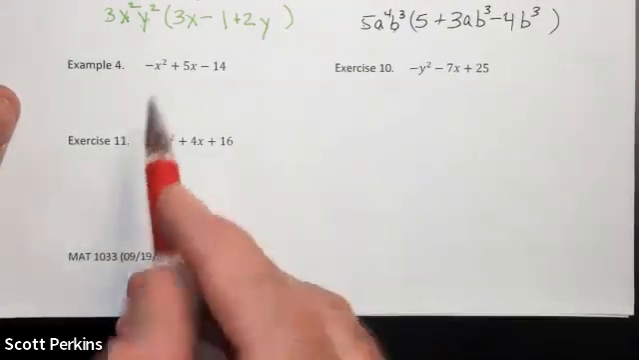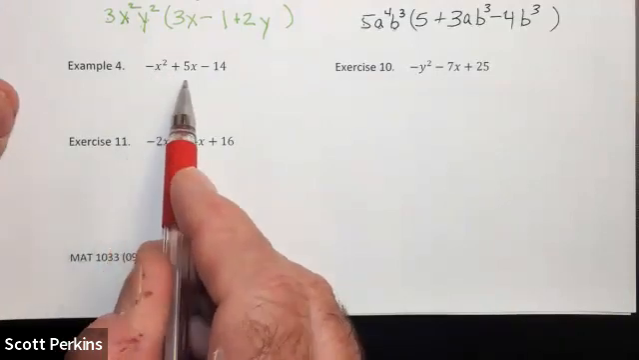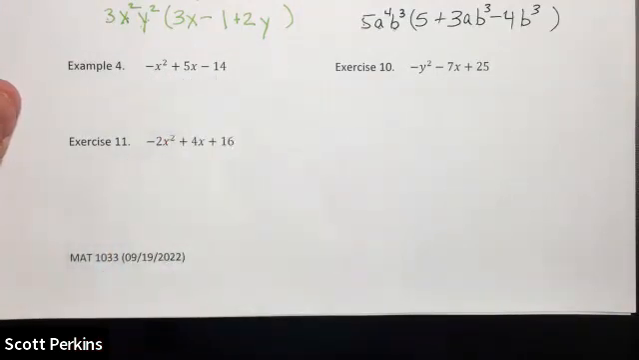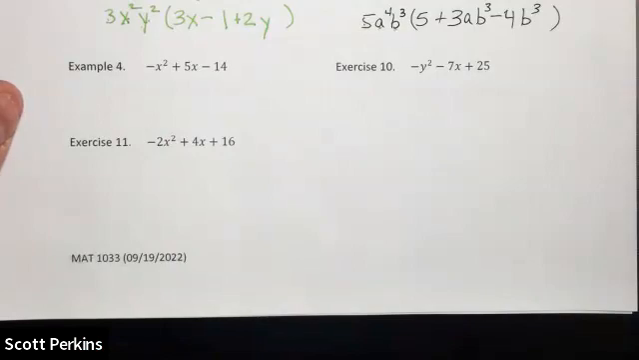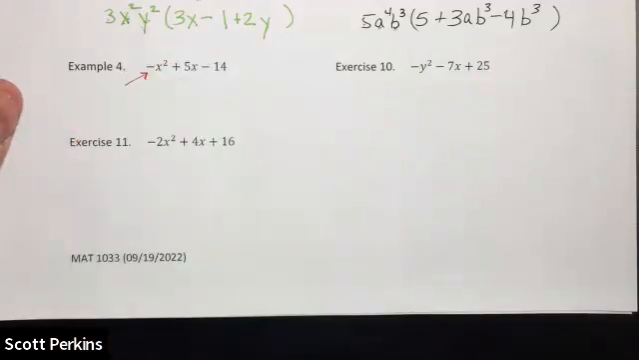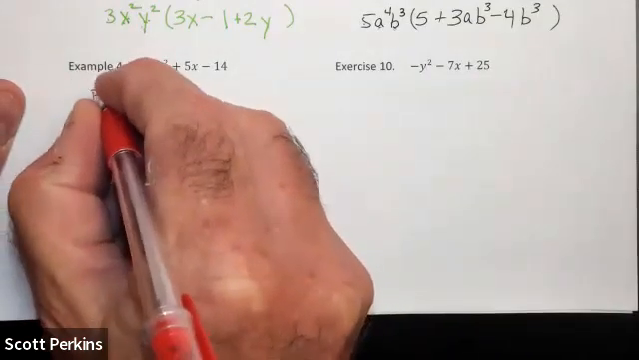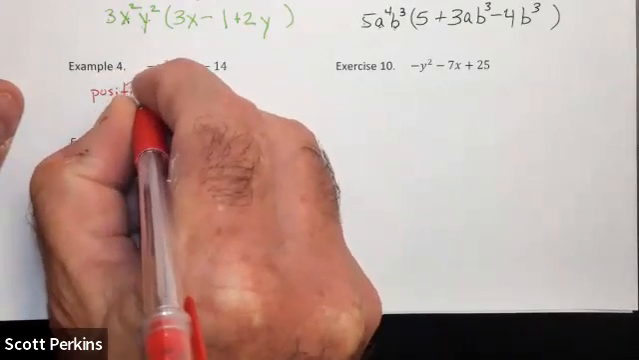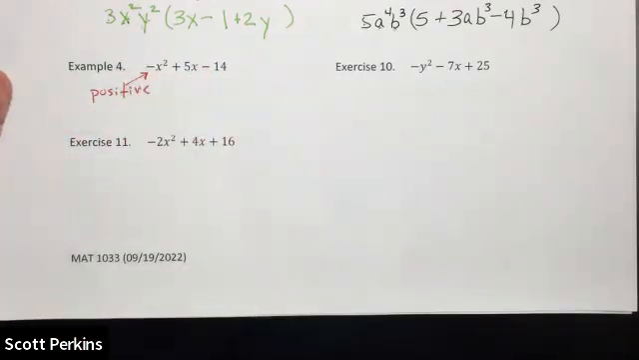Example 4 right here, I've got this thing right here. It says negative x squared plus 5x minus 14. The thing that I just want to point out to you about this is something that will make factoring easier. Okay, I mean, I know it's a hard thing, but something will make it easier is if the coefficient in front of that first term is positive. It just makes life a little bit easier, less complicated.